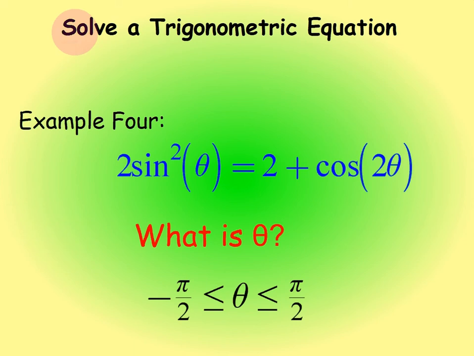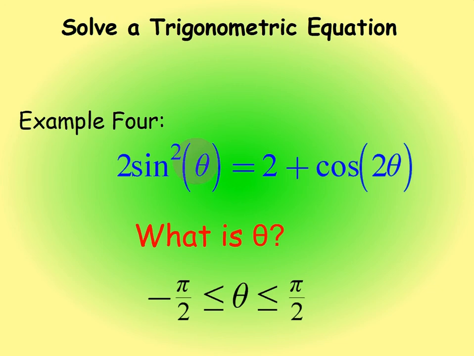Let's move on to example 4 of solving trig equations. We have 2 sine squared of theta is equal to 2 plus cosine of 2 theta. There's a couple things going on that we need to notice. First of all, we have two different trig functions, a sine and a cosine. That's okay. We can still use those 9 easy steps to solve this.